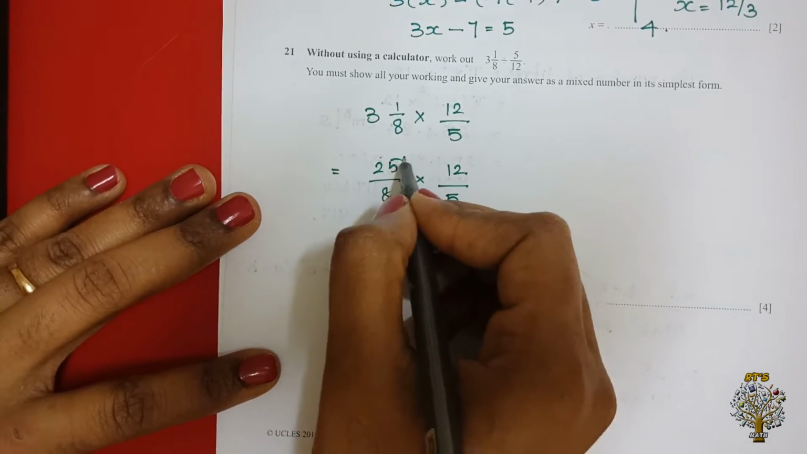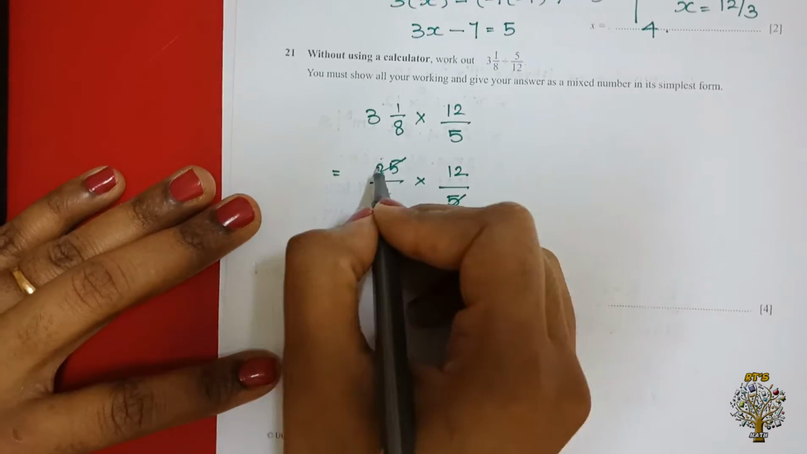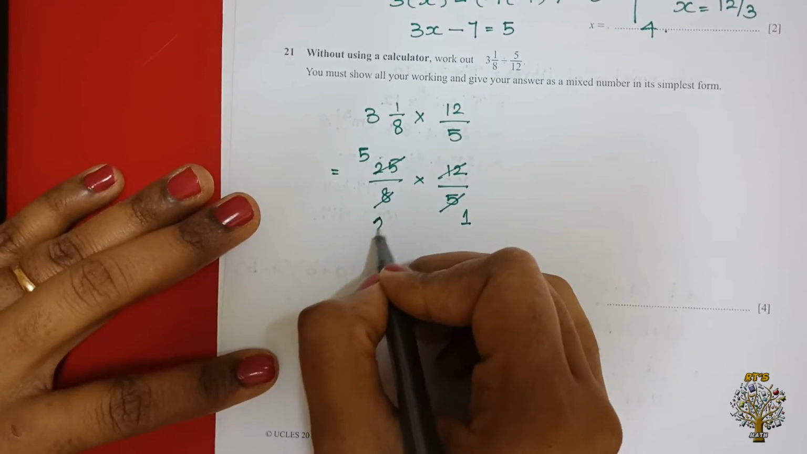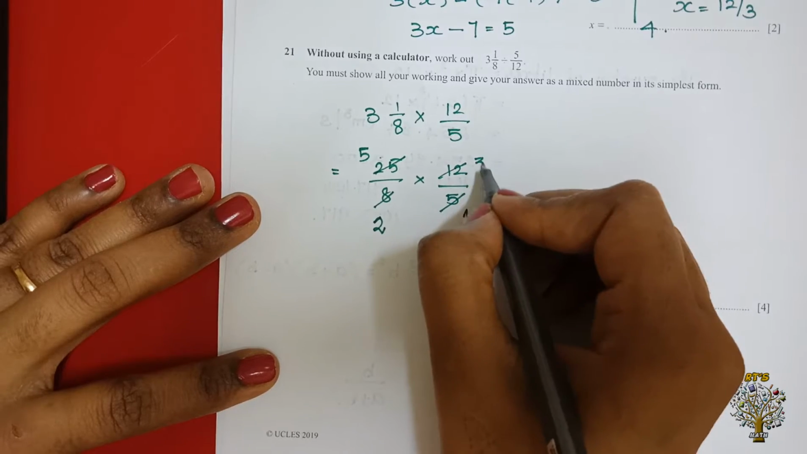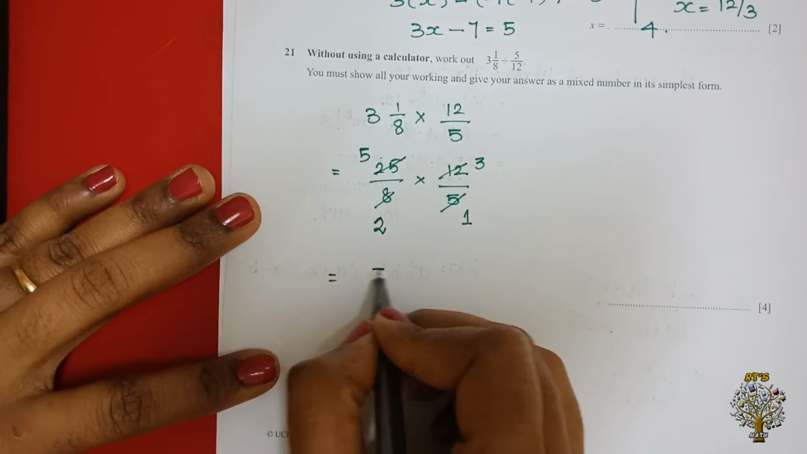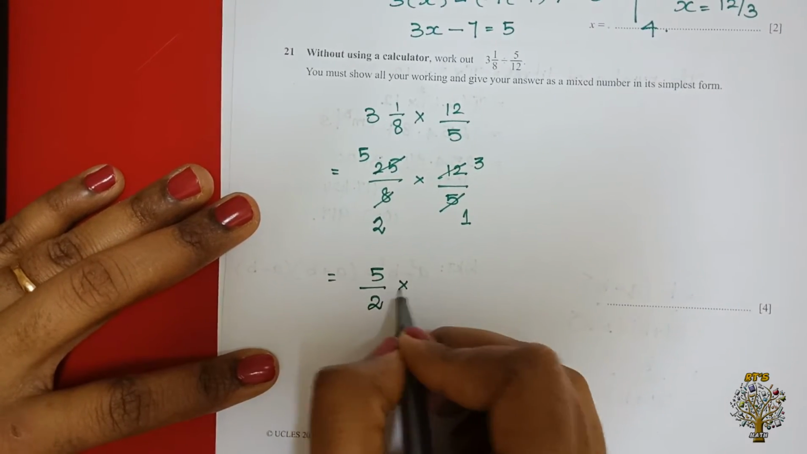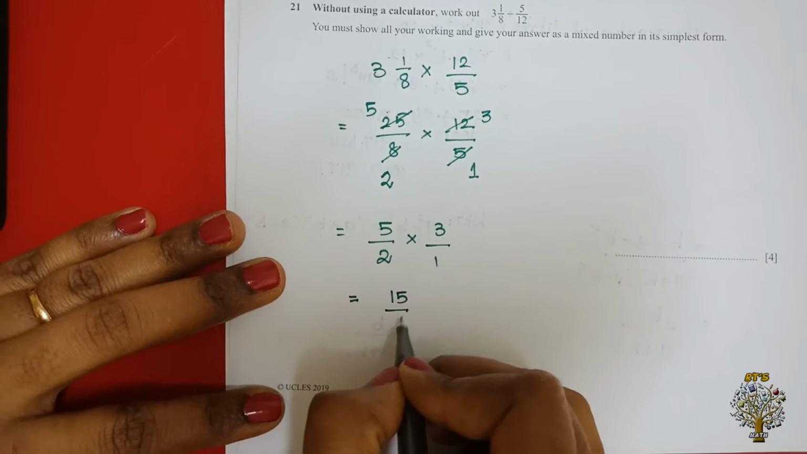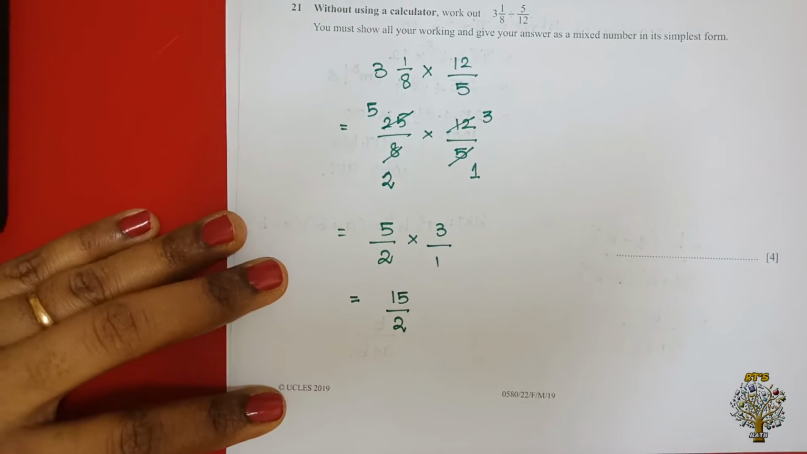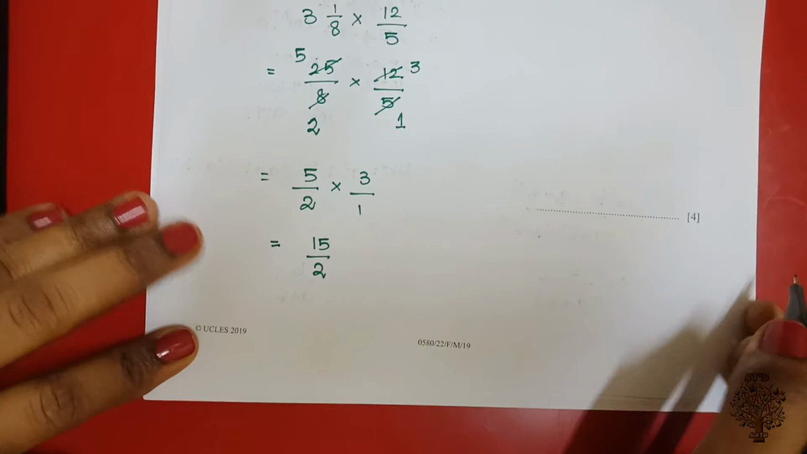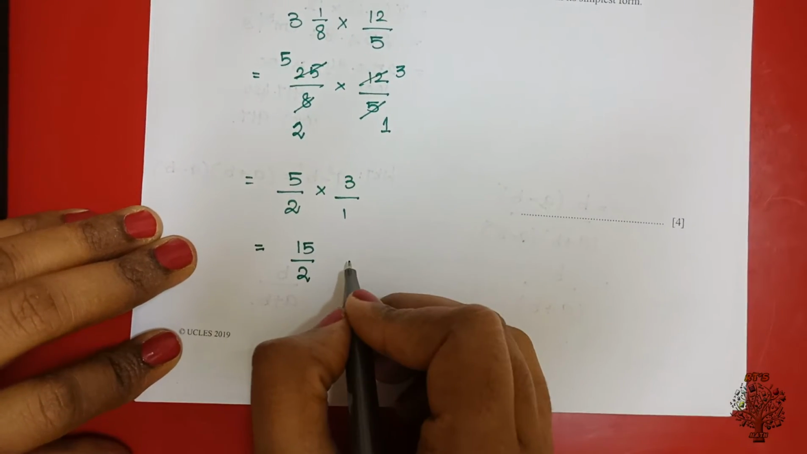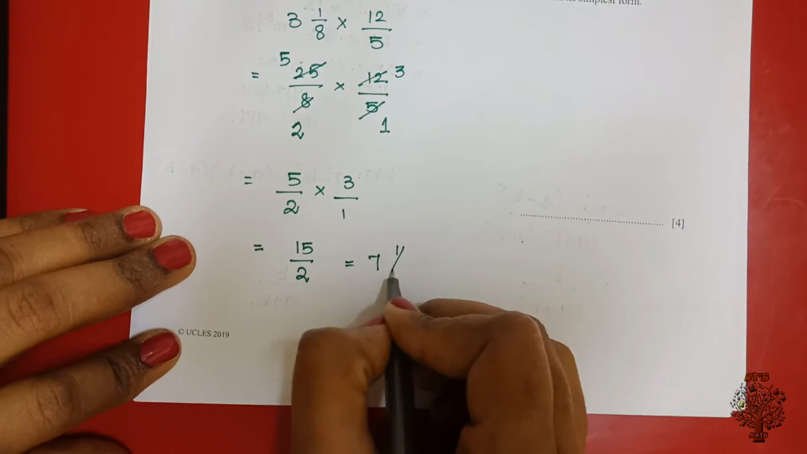You can cancel in the 5 times table. This will go 1 time, 25 will go 5 times. You can cancel with the 4 times table. 8 will go 2 times and 12 will go 3 times. We have 5 divided by 2 multiplied with 3 divided by 1. Our answer will be 15 divided by 2. They want us to write it as a mixed fraction. You know how to write it. 15 divided by 2, we will be writing it as 7 and a half.